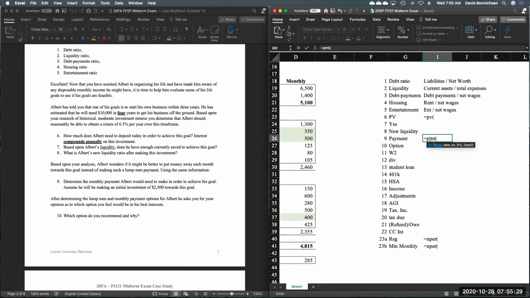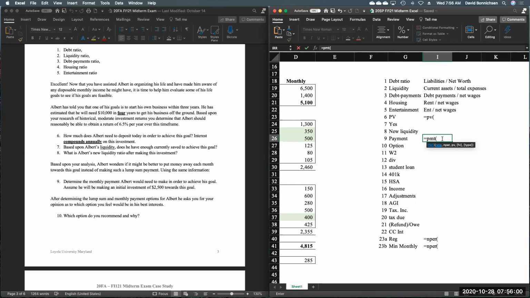So we know that in question number 9, the rate is the same, 6.5%. We know the number of periods is still 4 years. We know we're now dealing with monthly compounding because it tells you that he's going to be making monthly payments. Those are the keywords to trigger your brain into recognizing that it's monthly compounding. So we adjust the rate for monthly compounding, and we adjust the number of periods, 4 years, to be monthly compounding.